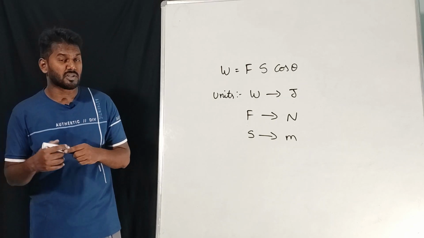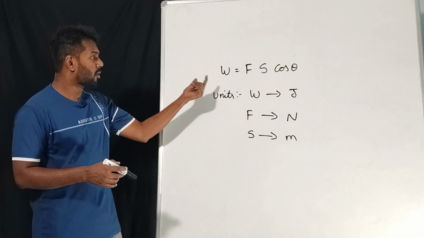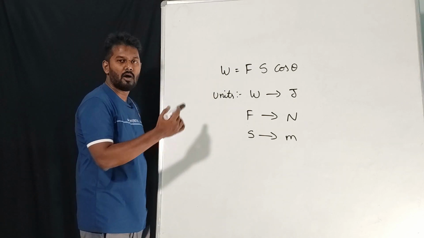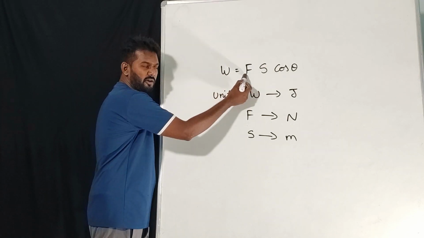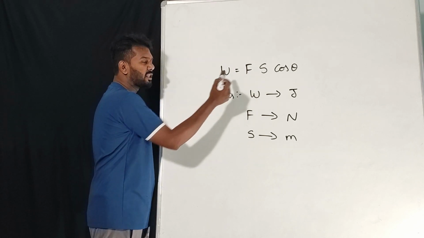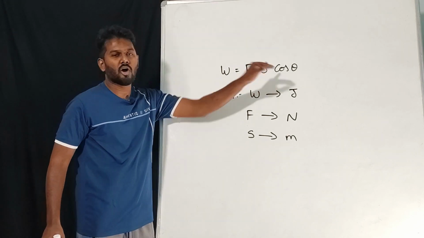Before solving our first question, we need to understand few important things. First, formula. Work done formula. Work done is equal to Fs cos theta. F is nothing but force, S is nothing but displacement, and cos theta.